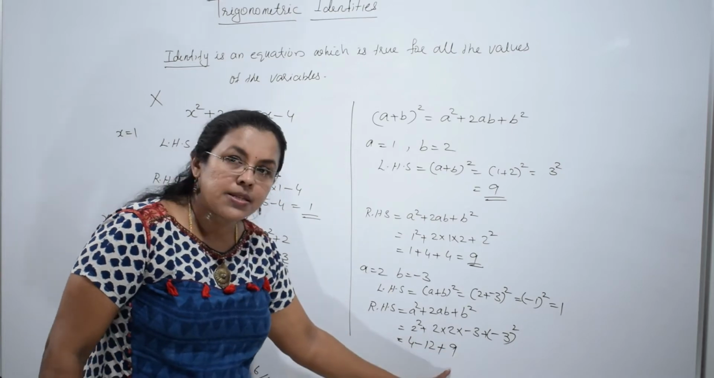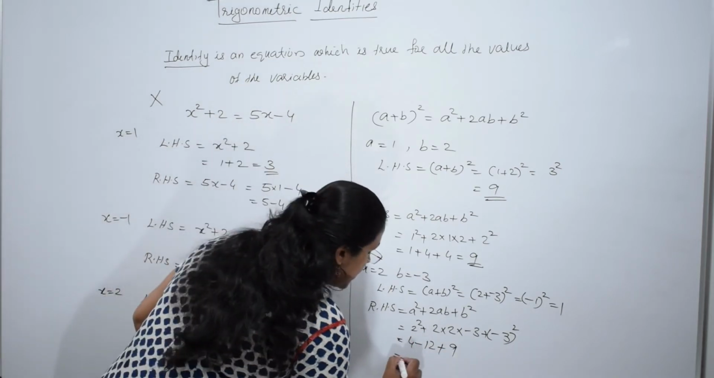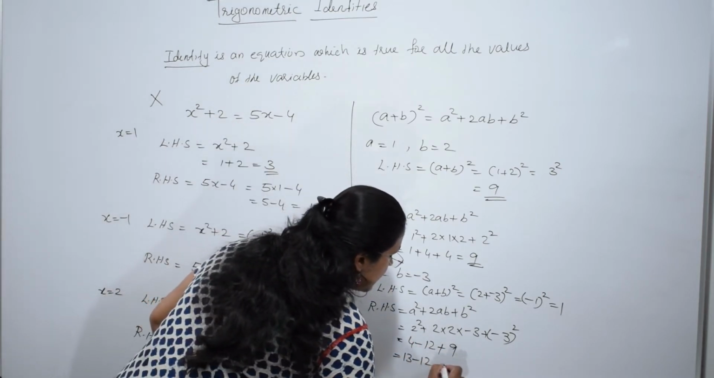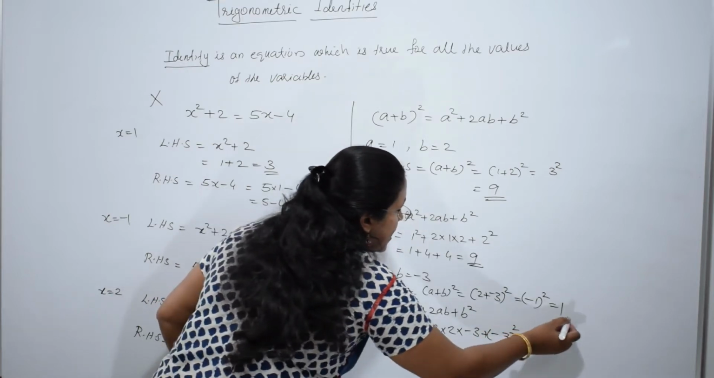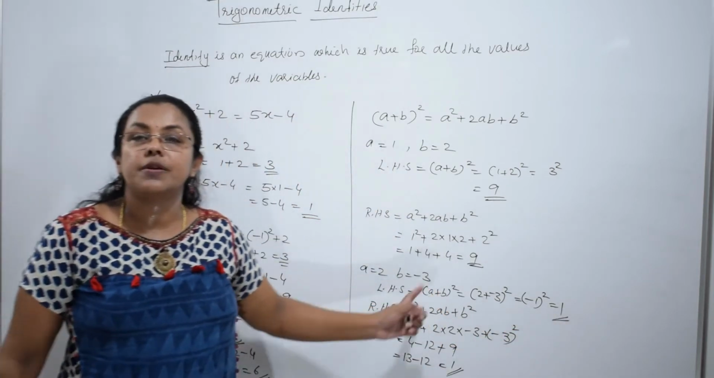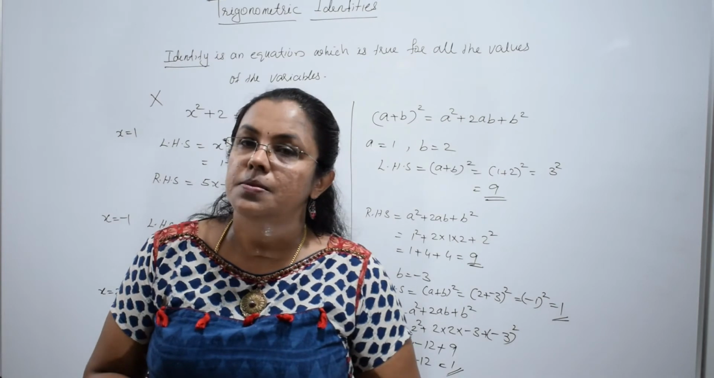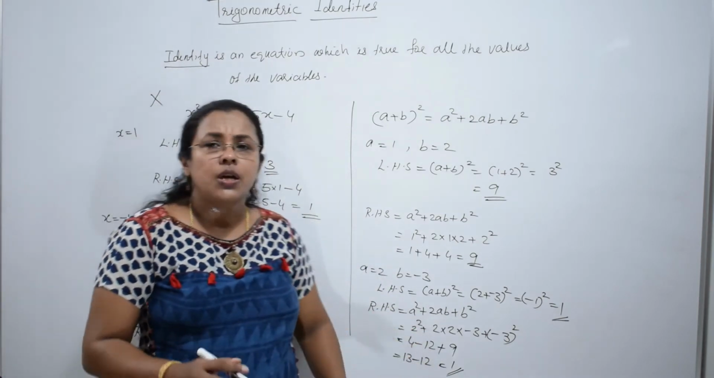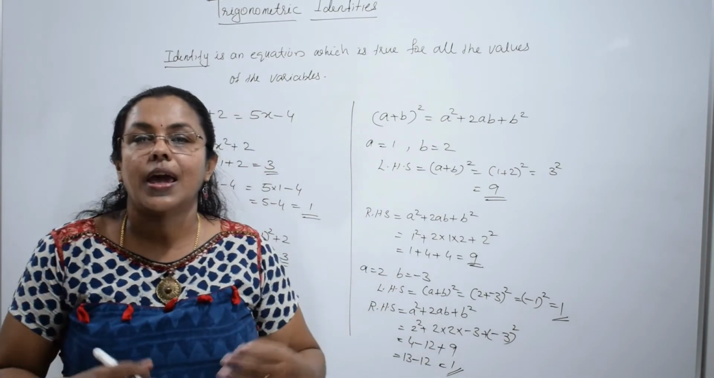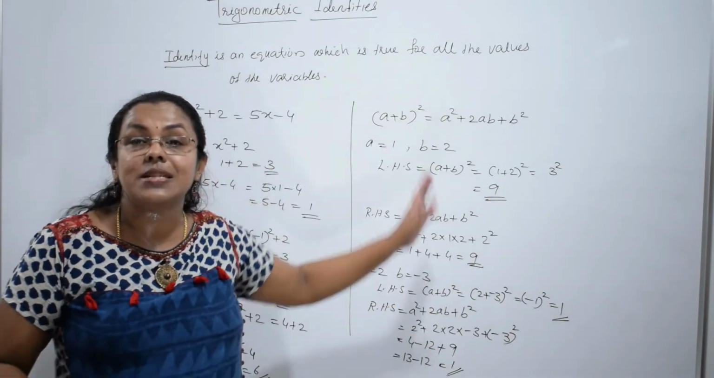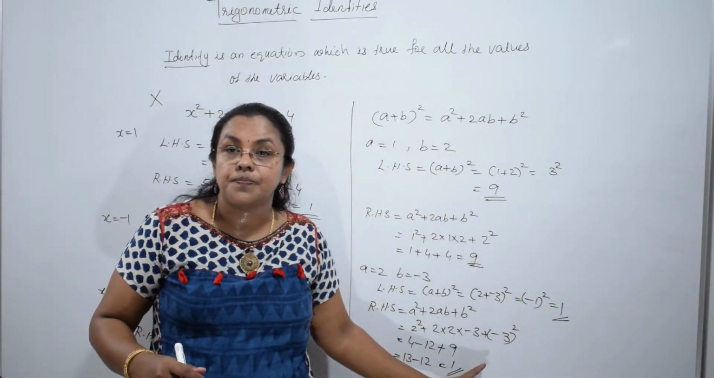Plus 4 plus 9, 9 plus 4 is 13, minus 12 is equal to 1. Again, it is true. If we put the value of a as 2 and b as minus 3, then also it is true. If we put any values to a and b, it is true. It will satisfy this equation.